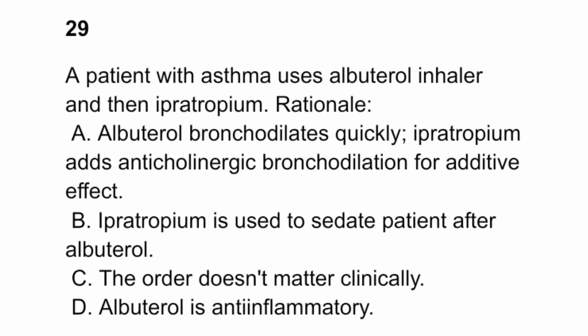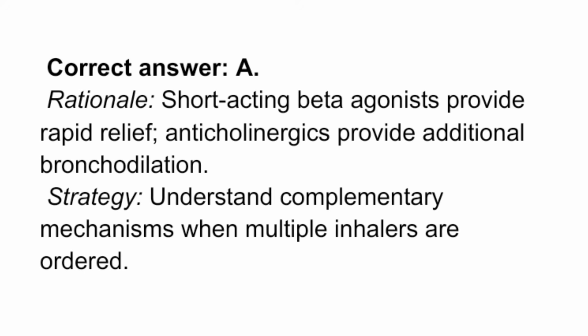29. A patient with asthma uses albuterol inhaler and then ipratropium. Rationale: A. Albuterol bronchodilates quickly, ipratropium adds anticholinergic bronchodilation for additive effect. B. Ipratropium is used to sedate patient after albuterol. C. The order doesn't matter clinically. D. Albuterol is anti-inflammatory. Correct answer, A. Rationale: short-acting beta agonists provide rapid relief, anticholinergics provide additional bronchodilation. Strategy: understand complementary mechanisms when multiple inhalers are ordered.